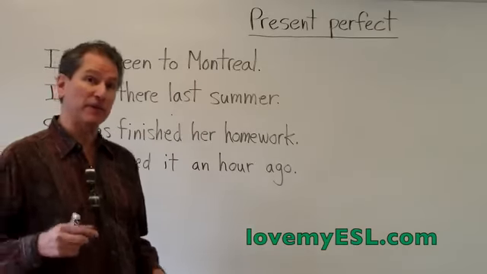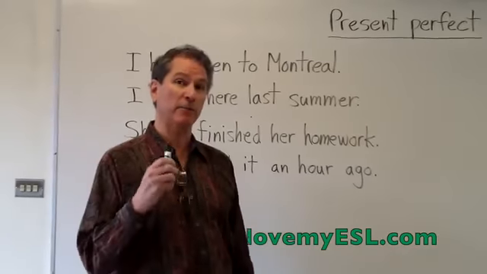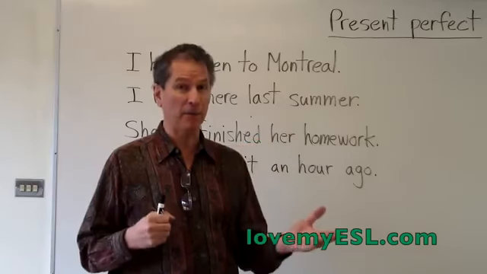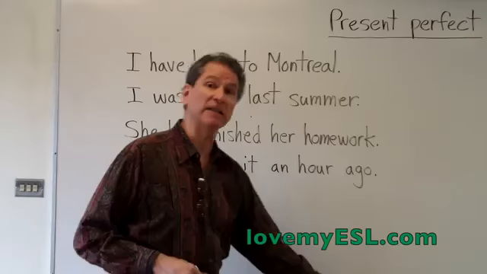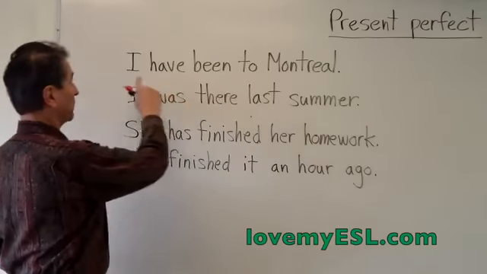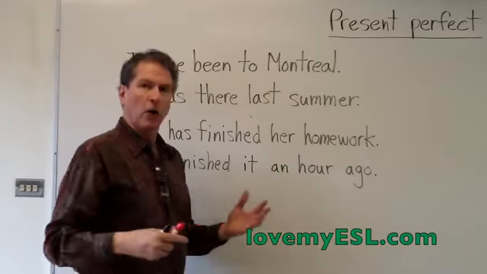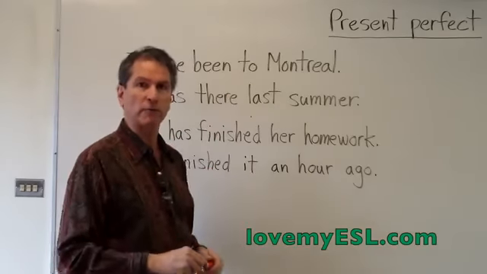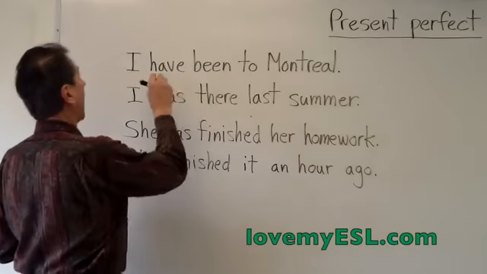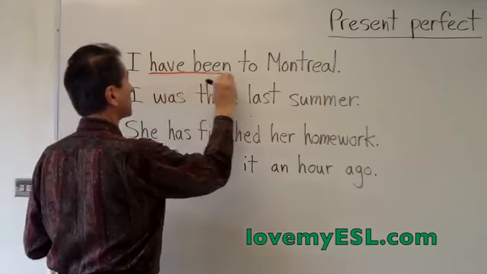I have some examples here because the basic idea between the present perfect and the simple past is that when you have the present perfect, you don't have any time. Look at this, for example. I have been to Montreal. When was I in Montreal? There's no time around when I was in Montreal, so I need to say I have been. Have been is the present perfect.